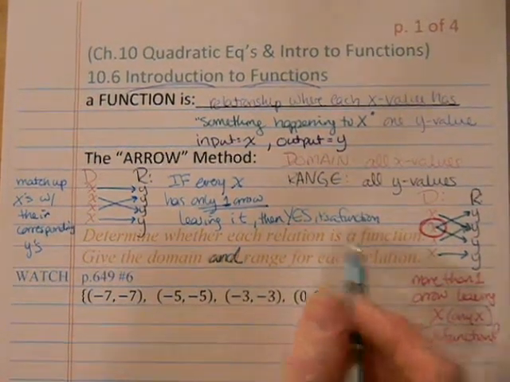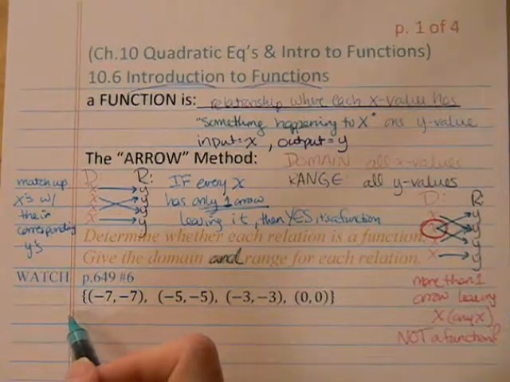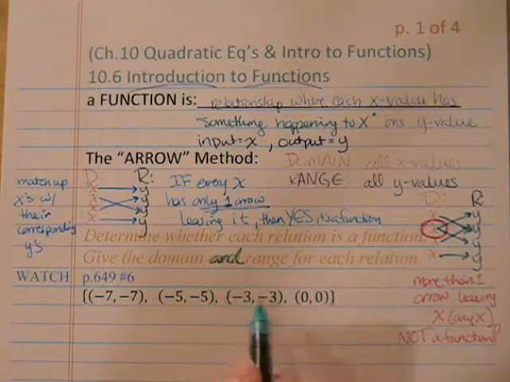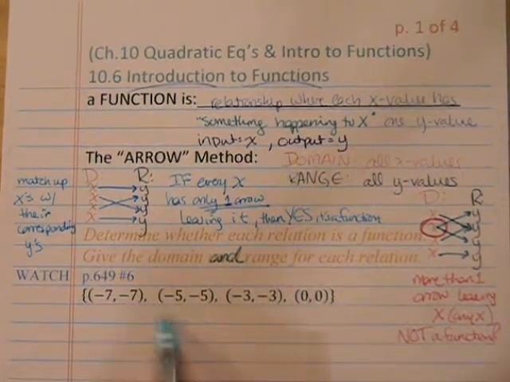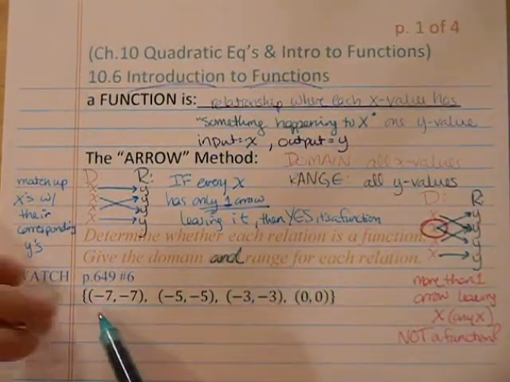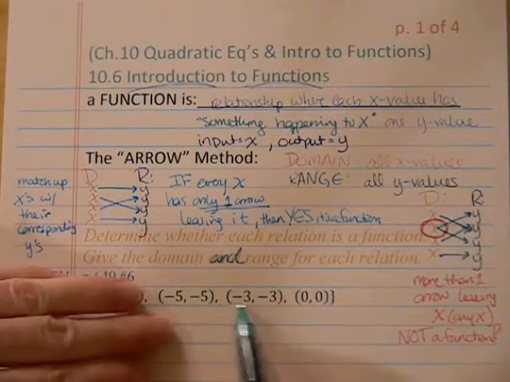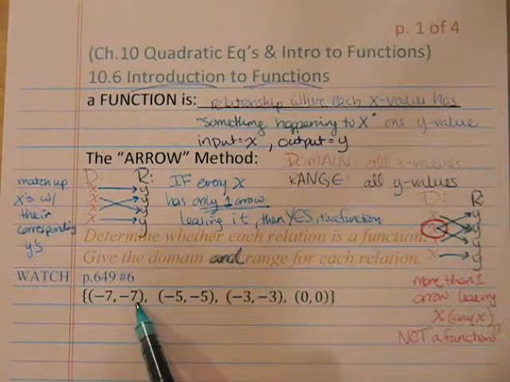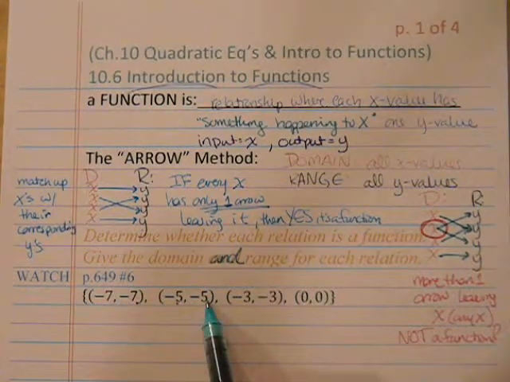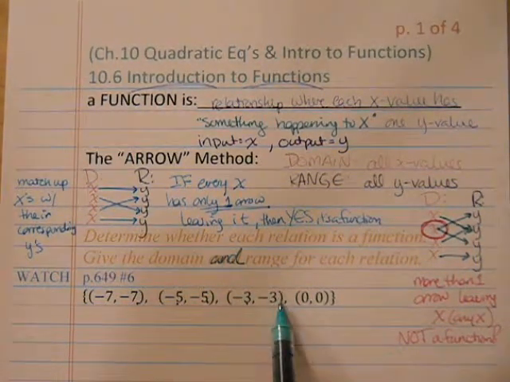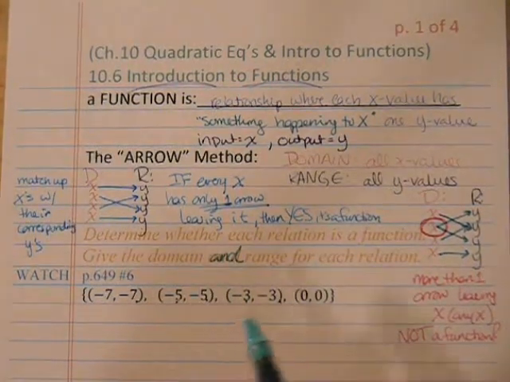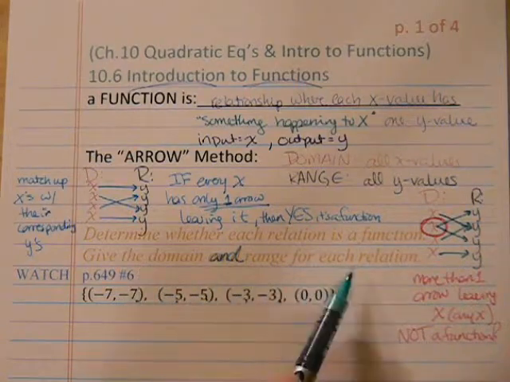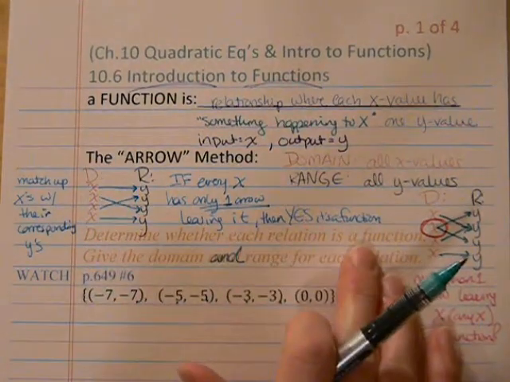So here is our set. We've got -7, -7, -5, -5, -3, -3, 0, 0. They give you a whole bunch of pairs, and the x's and y's happen to match right now. So whatever you put in for x, you get the same thing out for y. And so what you're going to practice is you're going to tell us the domain and range, and then whether it's a function or not.